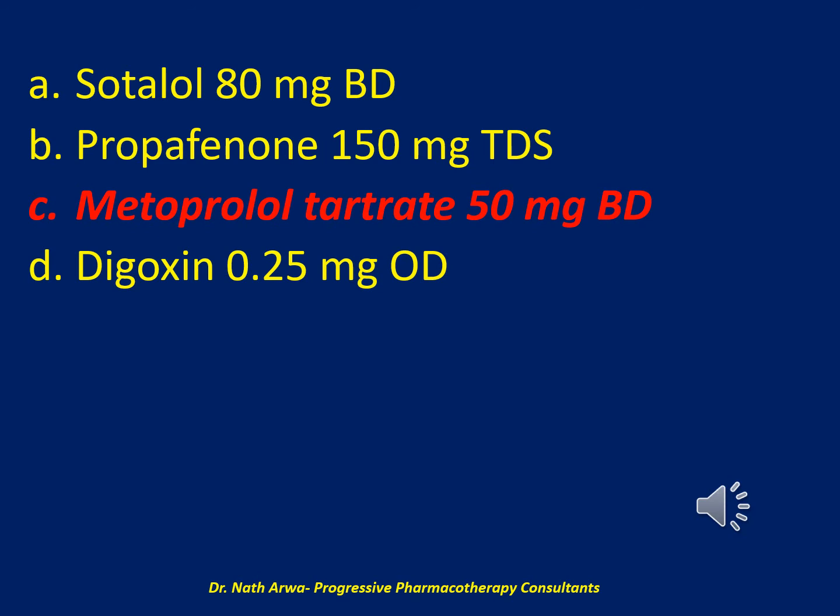For patients with SVT caused by AVNRT who do not have structural heart disease, the drugs of choice are oral beta blockers or non-dihydropyridine calcium channel blockers, class 1. That makes answer C correct. Please proceed to the next question.